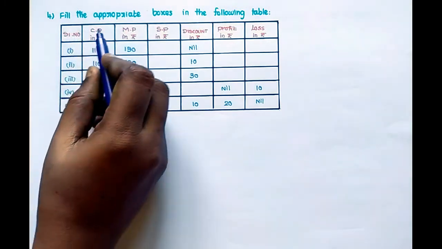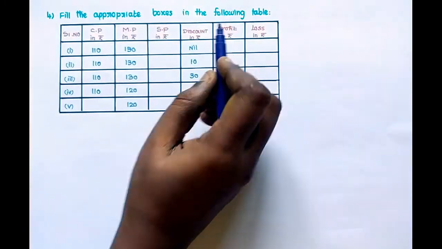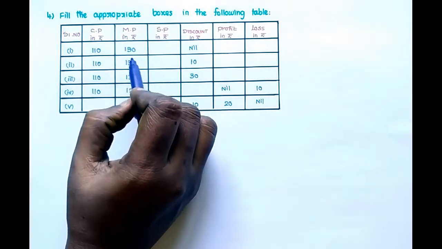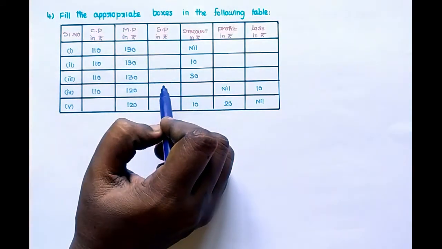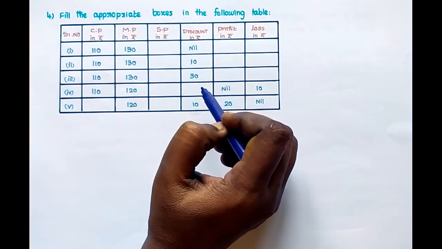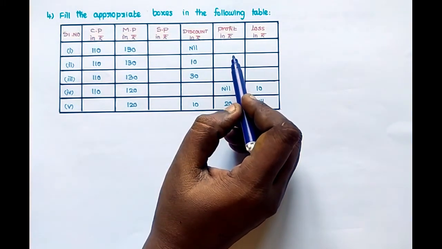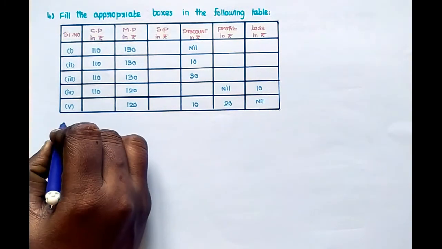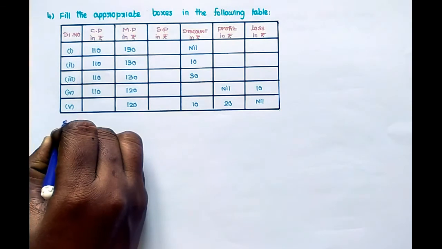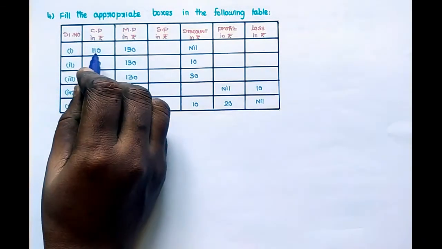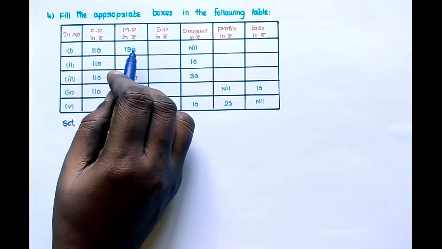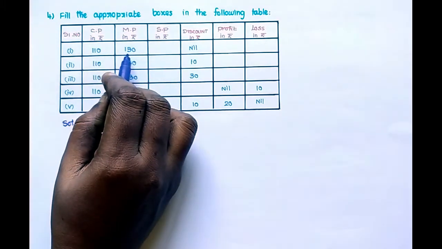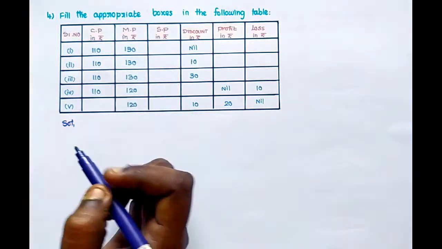Fourth sum, fill the appropriate boxes in the following table. Listen, they have given the cost price, mark price. We have to find out selling price, discount they have given, and check whether it is profit or loss. Listen. First one, cost price 110, mark price 130. We want to find out selling price.